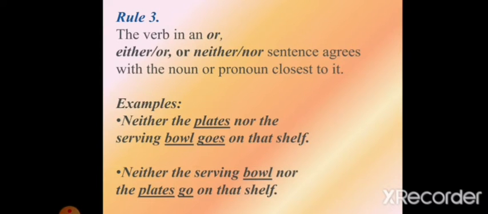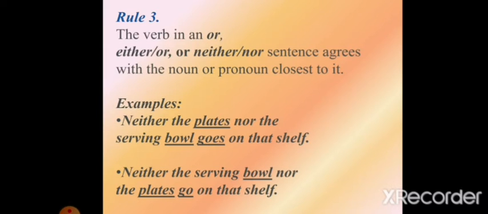The next example is, neither the serving bowl nor the plates go on that shelf. Now here the noun plates is next to the verb. Do you see this? The first noun is singular. The second noun is plural, plates. So you will write the verb in the plural form. So the plural form of the verb is go. The plates don't go on that shelf.